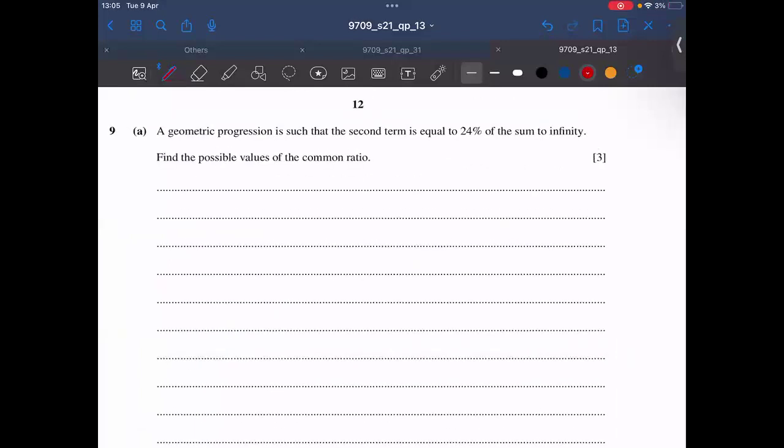Now quickly, question 9. The geometric progression is such that the second term T2 is equal to 24%, 0.24 times the sum to infinity. So this is ar equivalent to 0.24 into a over 1 minus r. Why are you multiplying with the sum to infinity? Because they are saying it's 24% of the sum to infinity. All right, we're going to have r squared minus r plus 0.24 equal to 0.